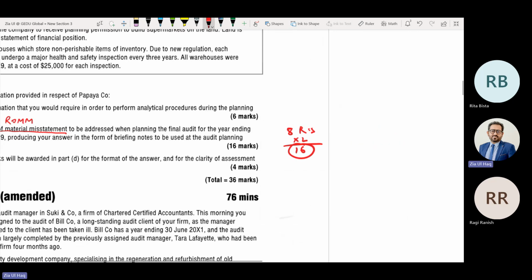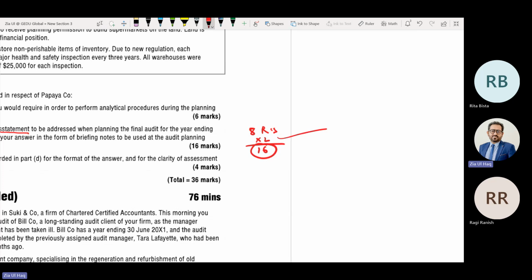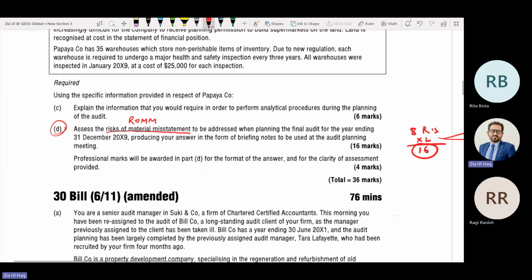For 2 marks, we need to discuss one risk. And if we are discussing one risk for 2 marks, 1 mark is for discussing the accounting standard relating to that issue, and the other 1 mark is for explaining the misstatement, what could be the effect on the financial statement. This is the question where we need to apply accounting standard knowledge. How? Let's move towards the question.